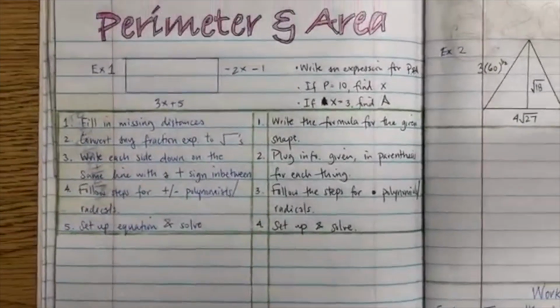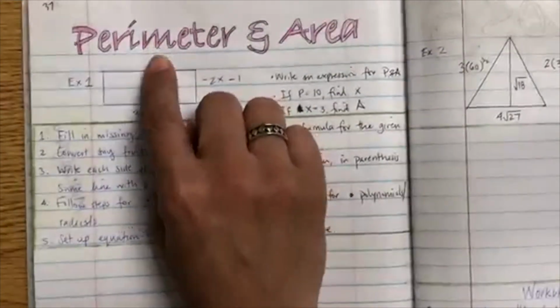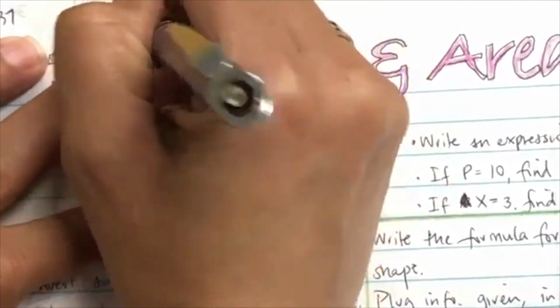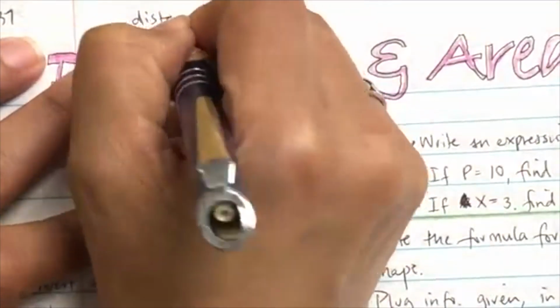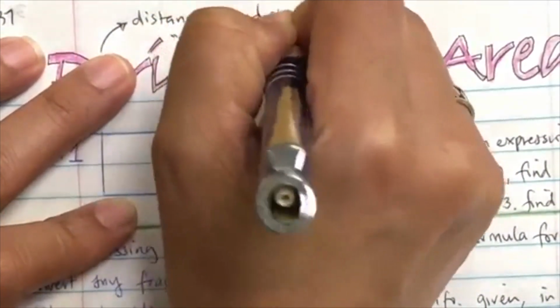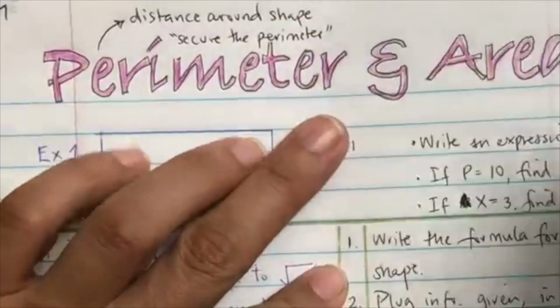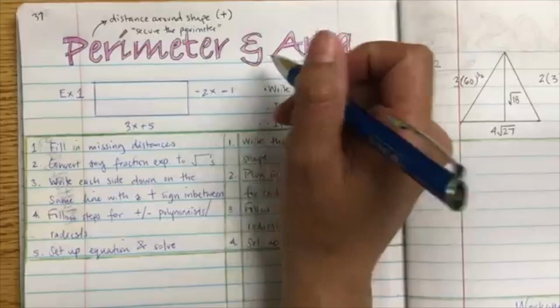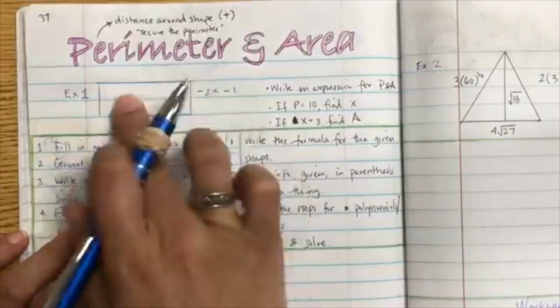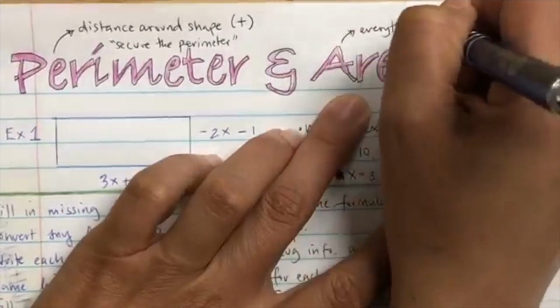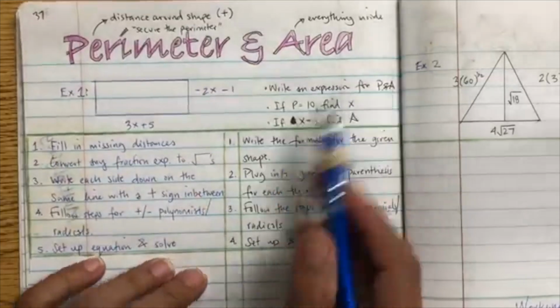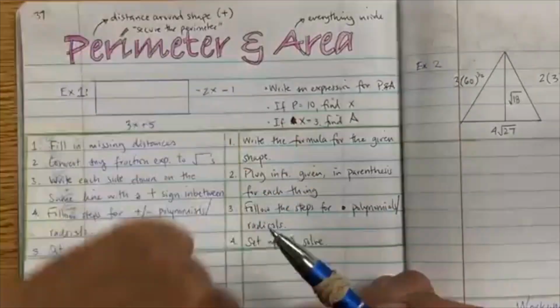Okay, so let's take a look at perimeter. What does perimeter mean? Perimeter is the distance around the shape. The way I like to remember this is, when you watch movies, it says secure the perimeter. What do you see them doing? You see soldiers going around the whole area, the whole shape. So perimeter is the distance around the shape. Area is everything inside. So perimeter is the distance around, area is what's inside.